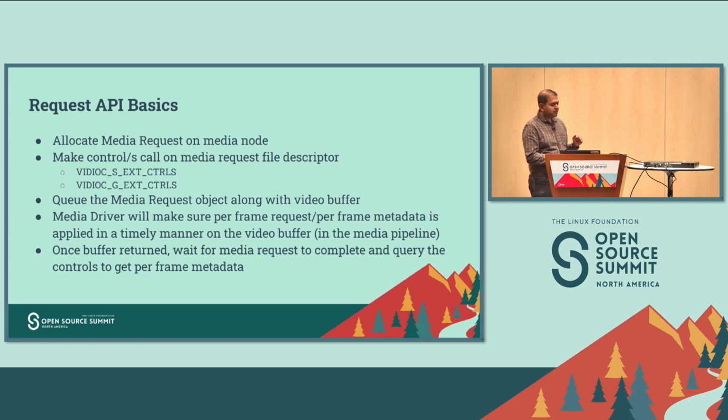After this, you need to queue this media request that you allocated using the first step along with the video buffer. So you normally tie this to a specific video buffer or one of the video ports of your complex ISP. In case of codecs, there's only one, so it's a little bit simpler, but for ISP, there could be multiple. So you need to decide which one, or you could do it to potentially all of them. And you have to queue this media request along with that video buffer.